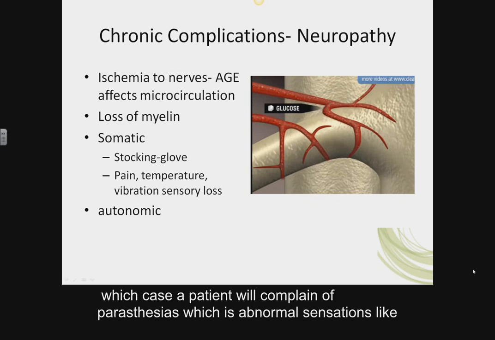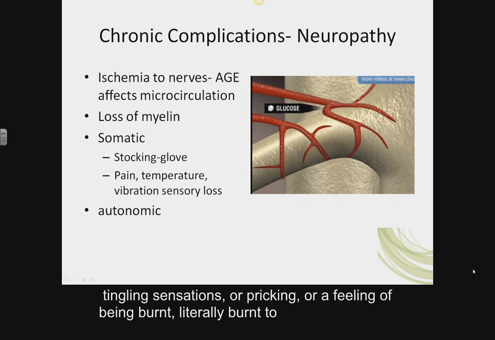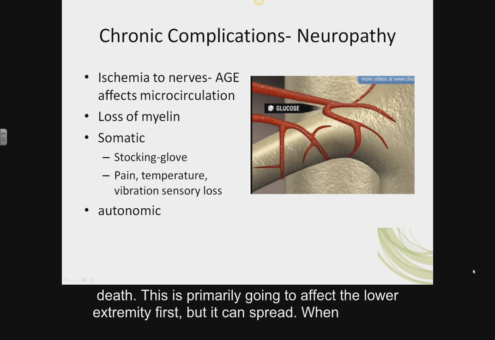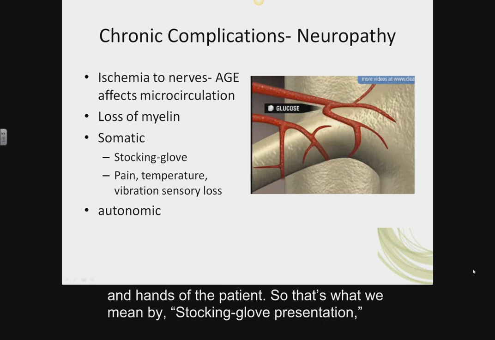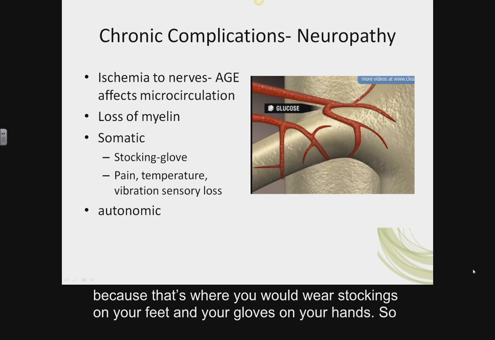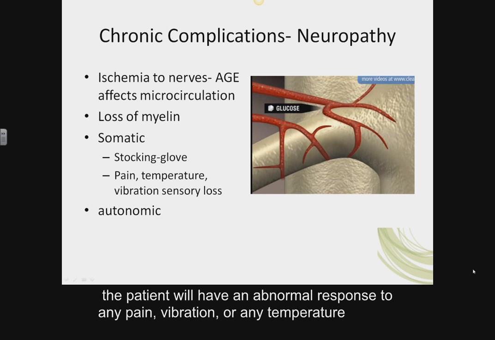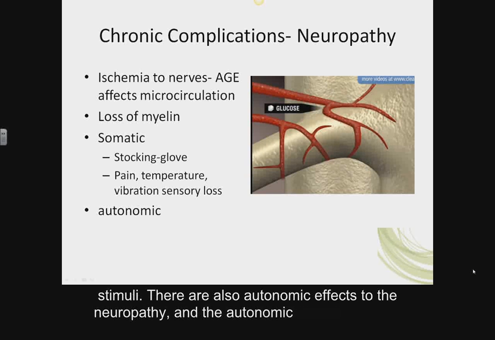It can lead to initially loss of myelin, in which case a patient will complain of paresthesias, which are abnormal sensations like tingling sensations or pricking or feeling of being burnt, literally burnt. This is primarily going to affect the lower extremity first, but it can spread. When it affects the somatic sensory system, we're going to see the presentation mostly in the feet and hands of the patient. So that's what we mean by stocking glove presentation, because that's where you would wear stockings on your feet and your gloves on your hands. So the patient will have an abnormal response to any pain, vibration, or any temperature stimuli.